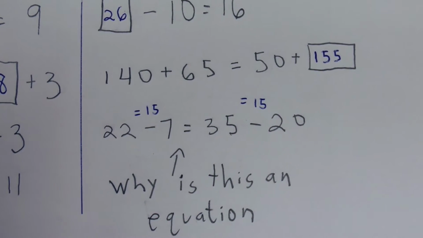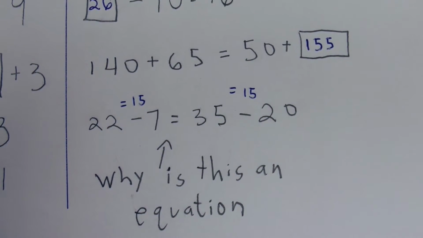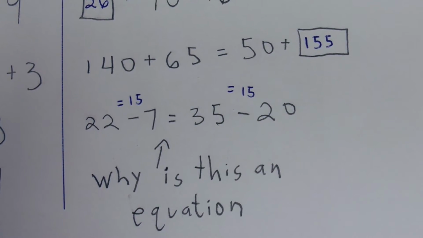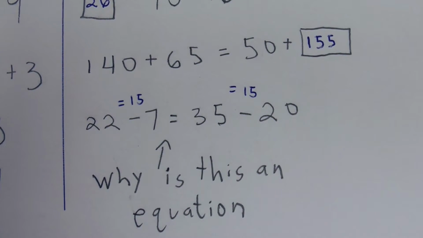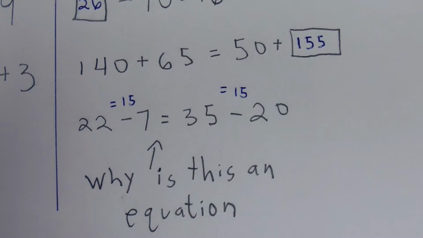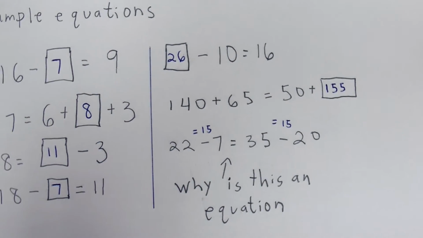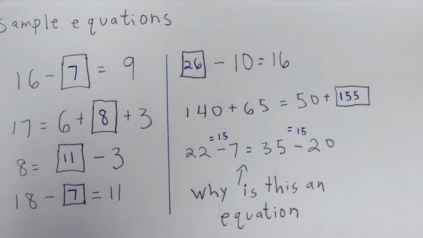Why is 22 minus 7 equal 35 minus 20? How do we know that this is an equation? Again, do the work on either side. 22 minus 7 is 15. Then determine that 35 minus 20 is 15, and you can see that both sides equal the same amount. These are sample questions you can expect on equations on the test.